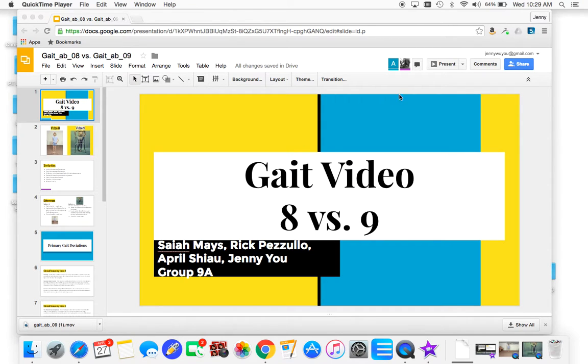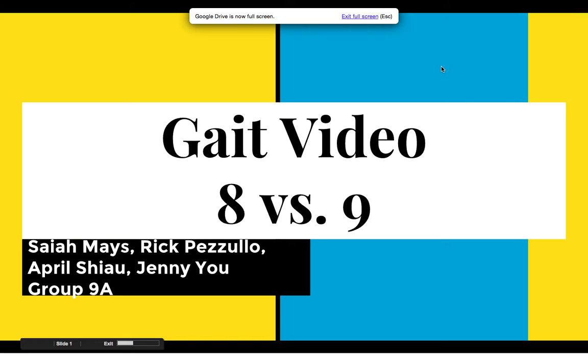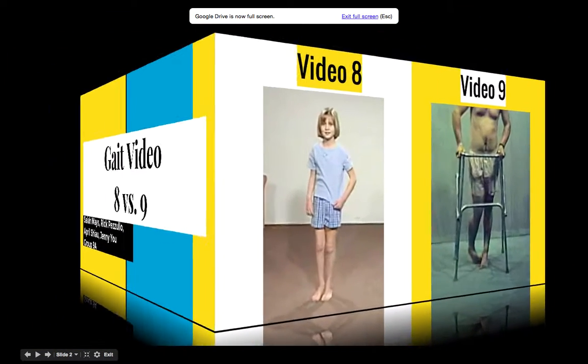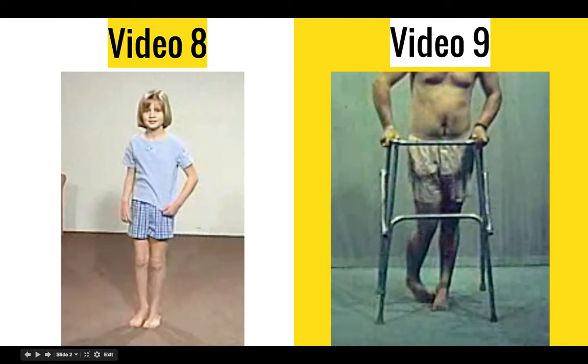We're Team 9A, and today we're going to be comparing gait videos 8 and 9. So here we have some screenshots of both of our subjects. On the left, you can see video 8. This subject we said was an 8-year-old female, and on the right, we have a screenshot from video 9, and this subject we said was a male, and we estimated that he was in his 30s or 40s, but it's difficult to tell because you can't see his face.